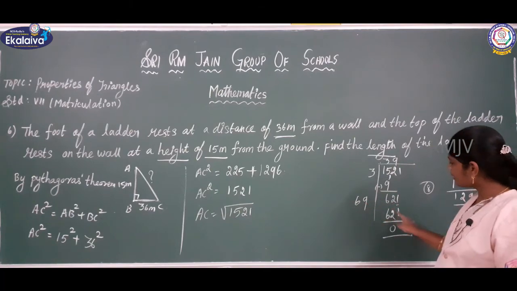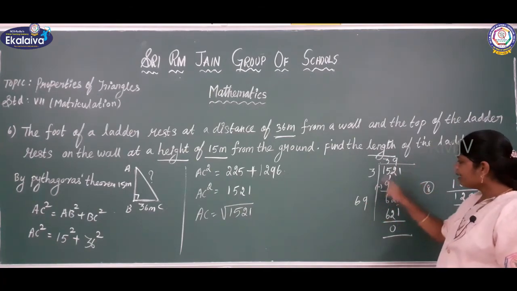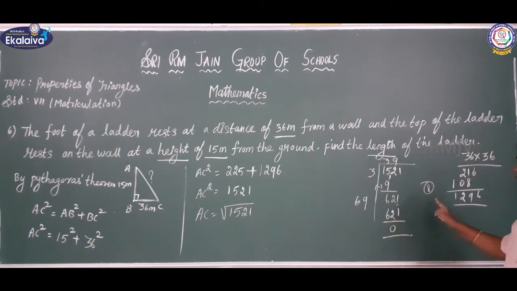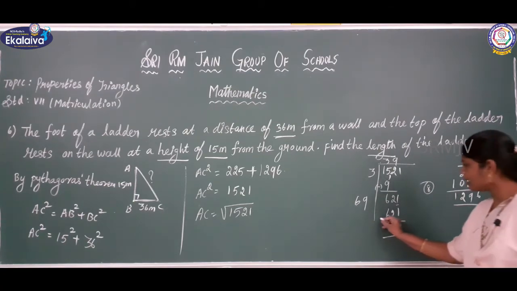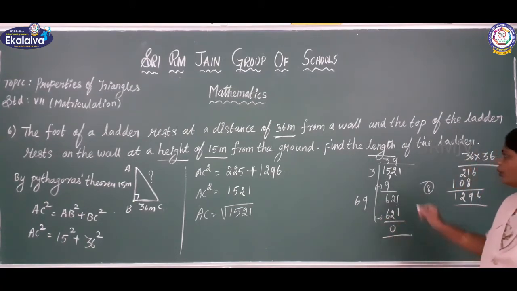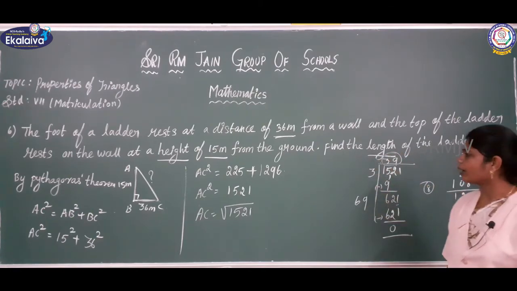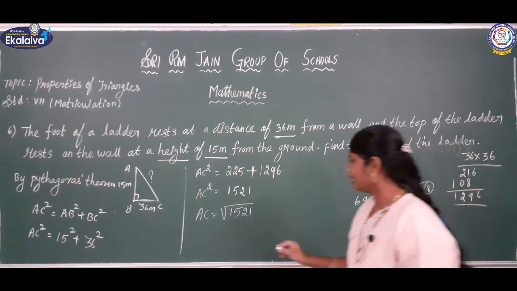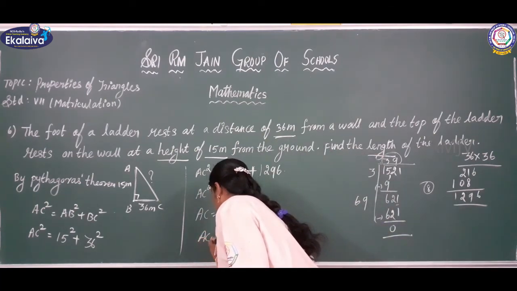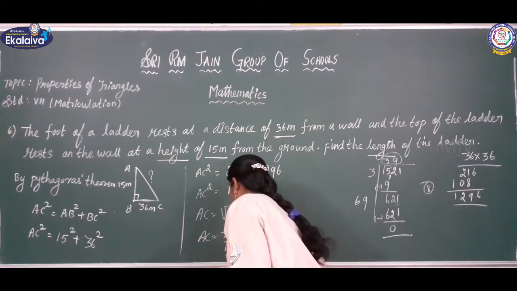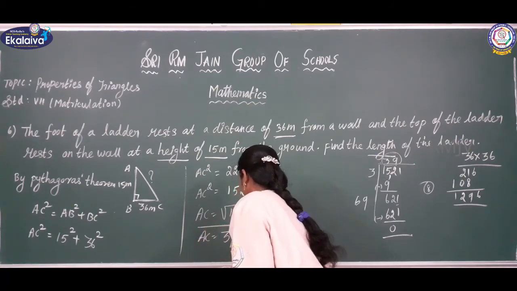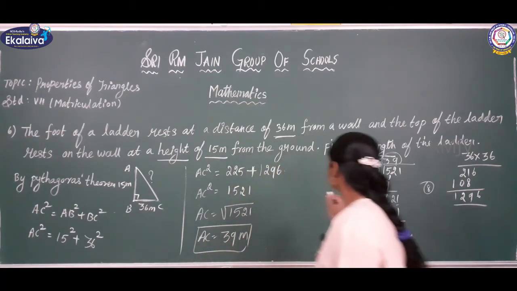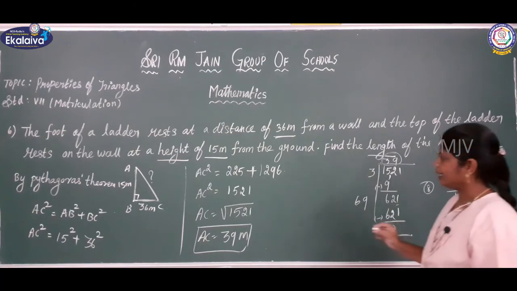So 9 9s are 81, 1 remaining 8. 9 6s are 54, 54 plus 8 is 62. When we subtract this, what are you getting? 0. Now what is the answer? The square root of 1521 is 39. So AC equals 39 meter. AC represents the length of the ladder.